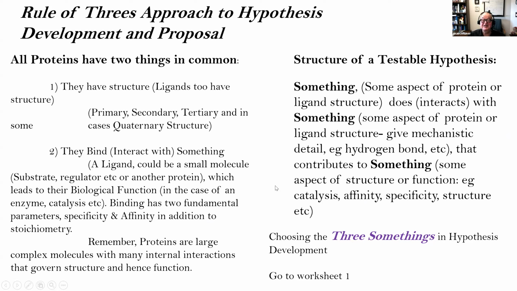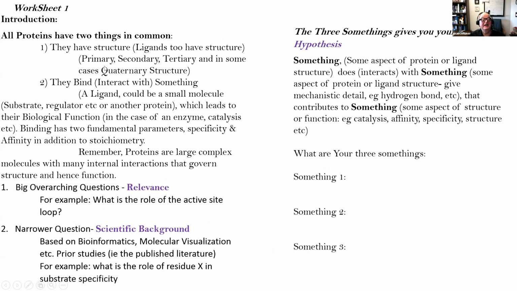So the three somethings. And then we've got a worksheet where, again, it gives the background, because repetition is always good with students at any stage. Right? It's actually always good with me too. If you tell it to me enough, I might actually understand it sooner or later. But we build this from the relevance and get them to write what their overarching big picture is, what is the role of the active site loop, just as an example. Put in anything else you want in there.